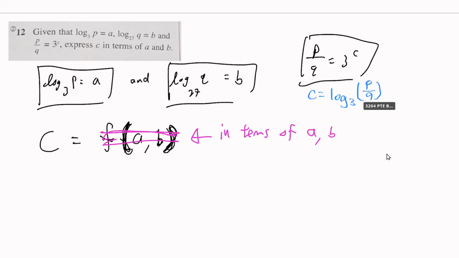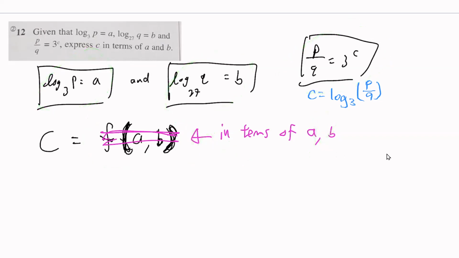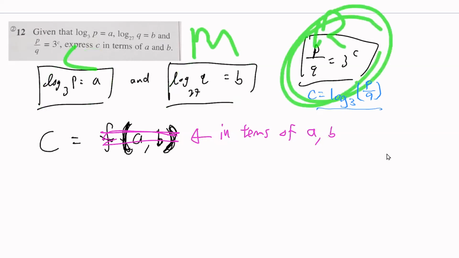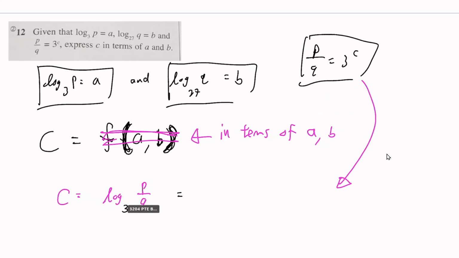How do we do that? We need to first figure out what is c. Which one involves c? Left, middle, right. C equals log 3 of p over q. Exactly. So we'll work with this and we get c equals log of p over q base 3. Then we simplify. By the way, the 3 must be a subscript here, so I must write it a bit below.